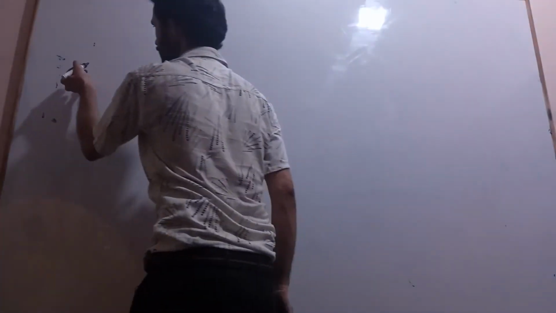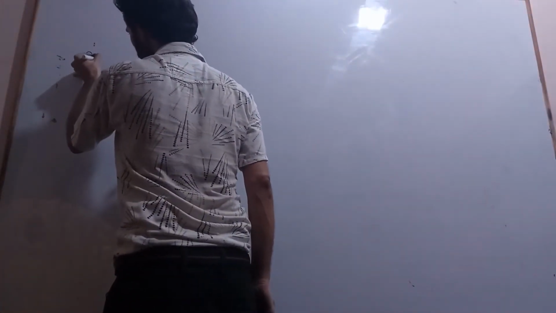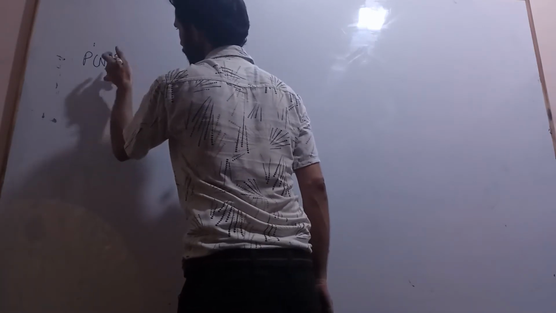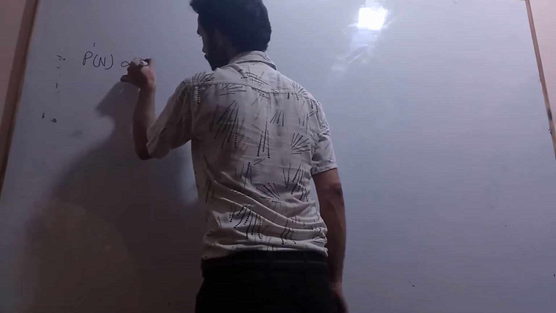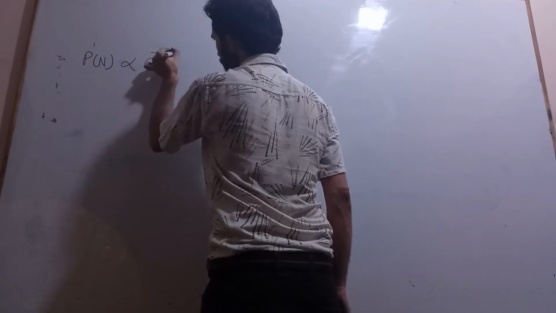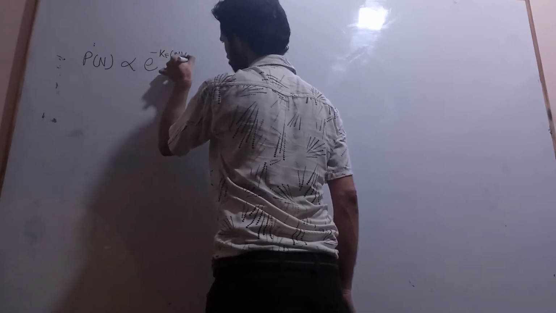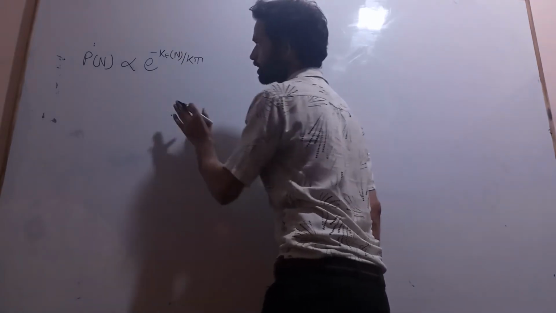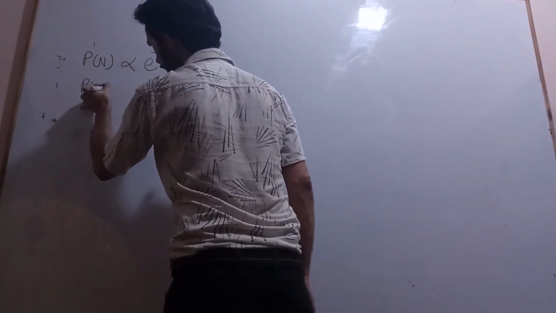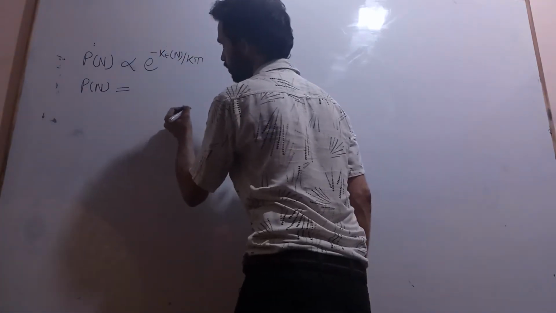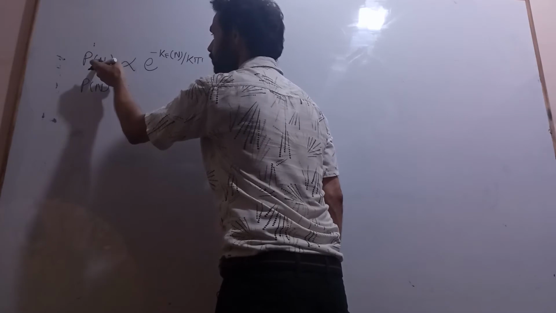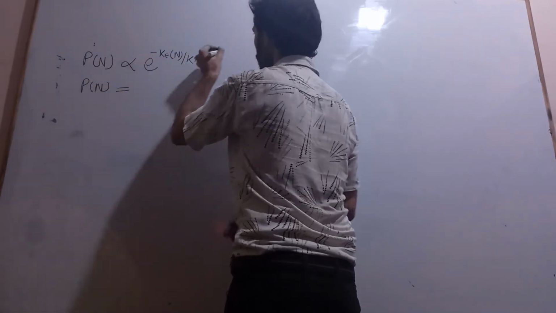Now see here. This is what? The probability that a particular quantum state is occupied by an electron is proportional to what? E to the power minus kinetic energy of that n particle divided by kT. Okay, so now this probability of n particle is equal to what? Is equal to, this is the probability of what? The probability that a particular quantum state, what quantum state?